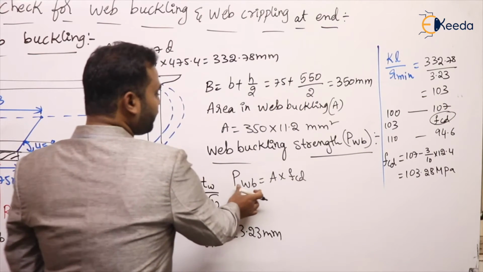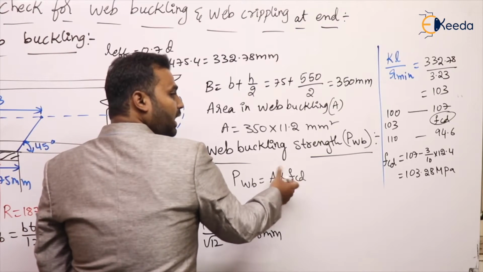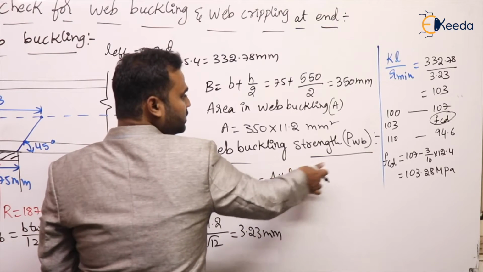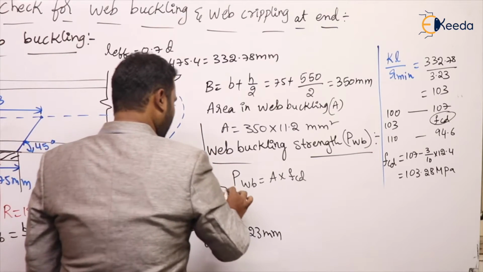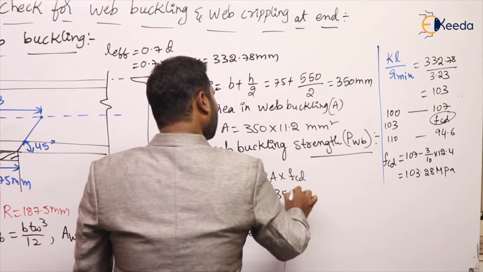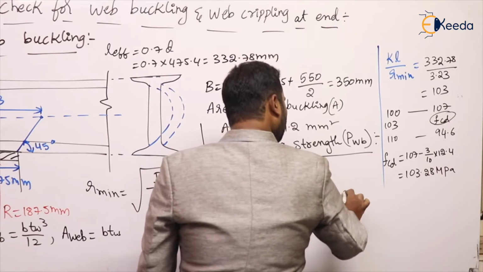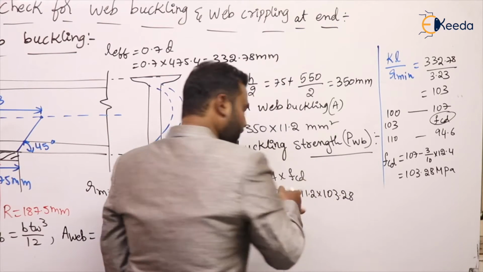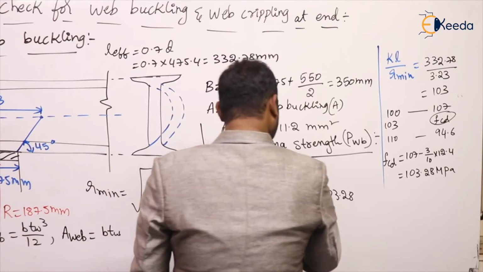Now in the calculation of web buckling strength, we know all the parameters. That is, area is known to us, and just now we have calculated FCD. Now substitute. So A is 350 into 11.2 and FCD is 103.28. Upon simplification, we are going to get this as 404.86.